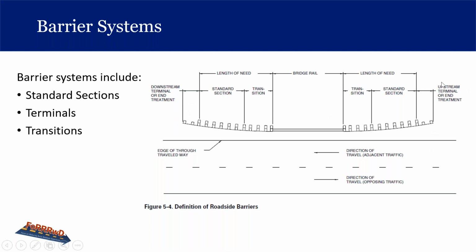So we have our upstream terminal or end treatment. Then we have our standard section, and the transition, and our bridge rail, and then go to another transition, standard section, and then the terminal. So that's taken from figure 5-4 from the AASHTO design guide.